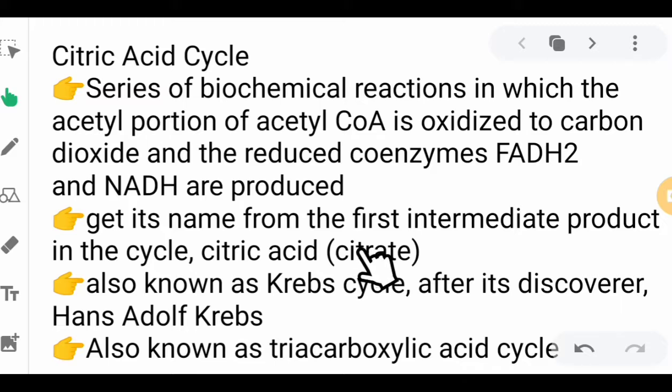They prefer to call it a citric acid cycle, and this is also known as the Krebs cycle after its discoverer, Hans Adolf Krebs. And this is also known as the tricarboxylic acid cycle in reference to the 3 carboxylic groups present in citric acid.